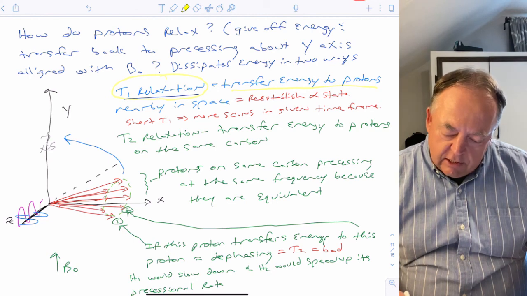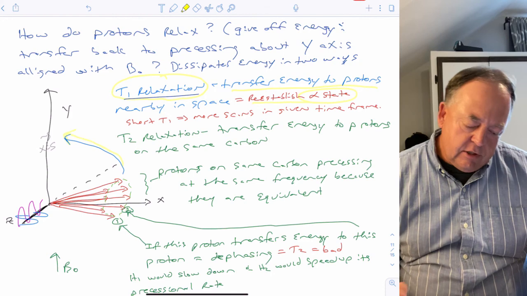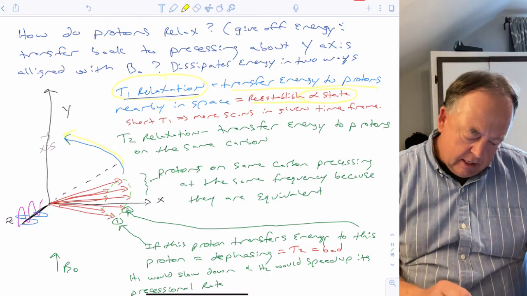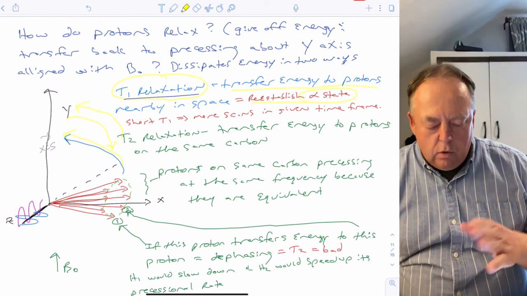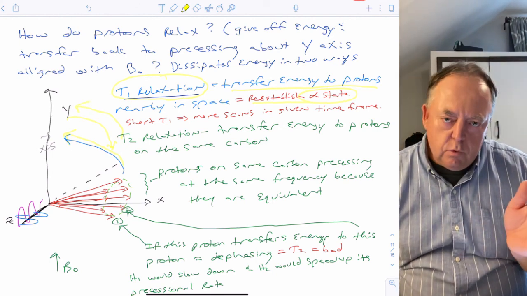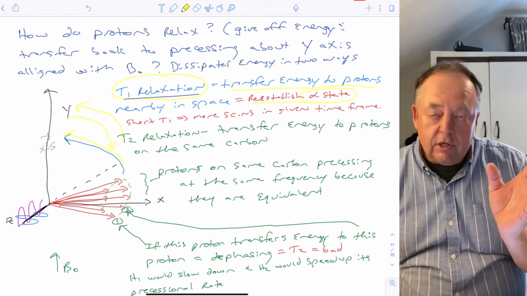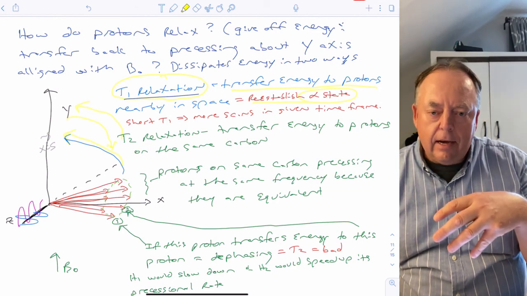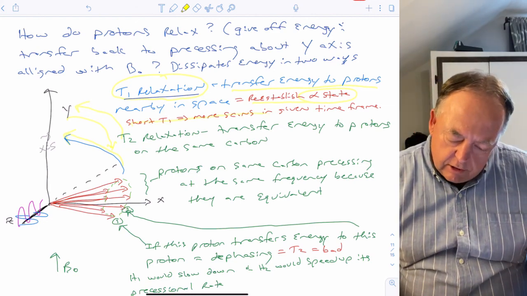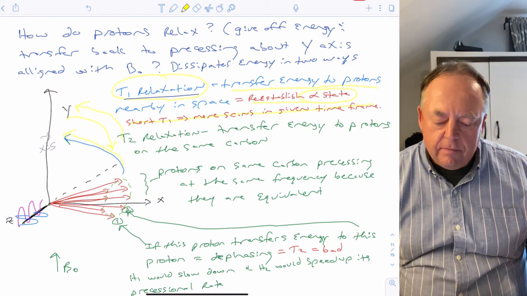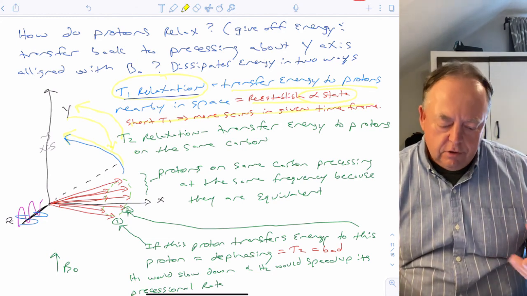T1 relaxation will reestablish the alpha state. They'll go back to precessing about the y-axis, and then they can be excited again, and then relax again. How long T1 is will determine how much signal you're going to acquire in a given amount of time. The more scans you can acquire in a given time frame, the more you increase your signal to noise ratio.